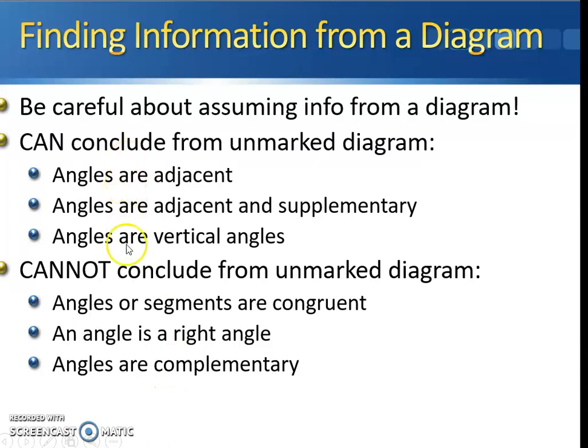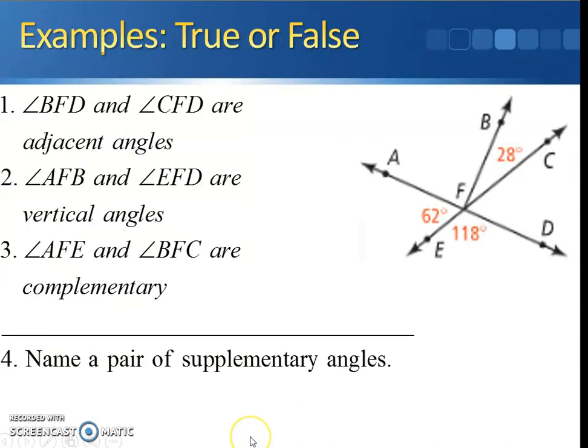But these three bullets, you can conclude if they look right next to each other, you can say they're adjacent, they are supplementary, and they're vertical. These, you don't need specific measurements. But these, you have to have some marks on the picture, on the diagram, okay? So let's try some examples with true or false. I want you to read 1, 2, 3 and look at this diagram, and answer, and then I want you to also answer number 4.